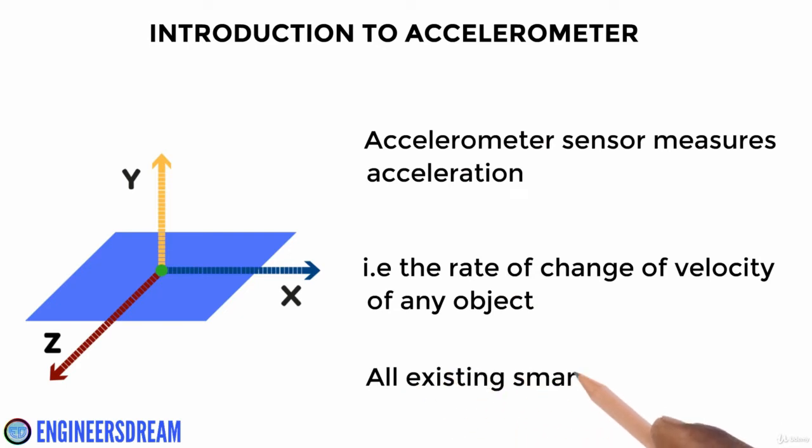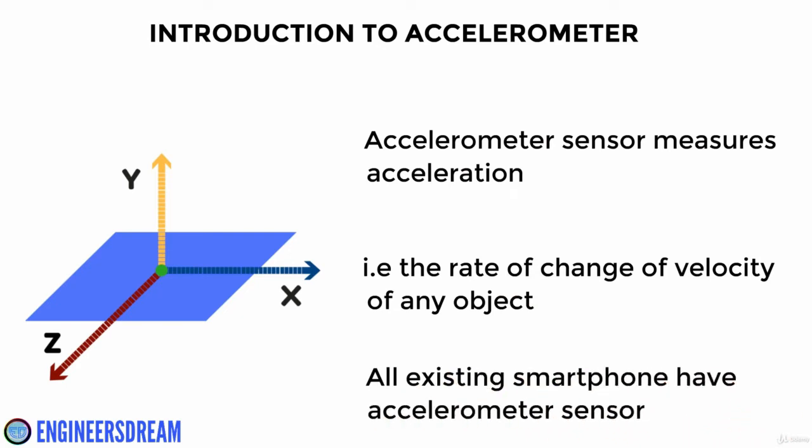All existing smartphones consist of an accelerometer sensor, and whenever we tilt the smartphone, there is a change in the X, Y and Z axis of the smartphone. That is measured by the smartphone's accelerometer.